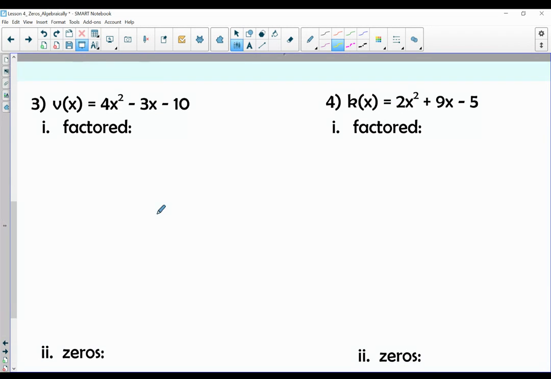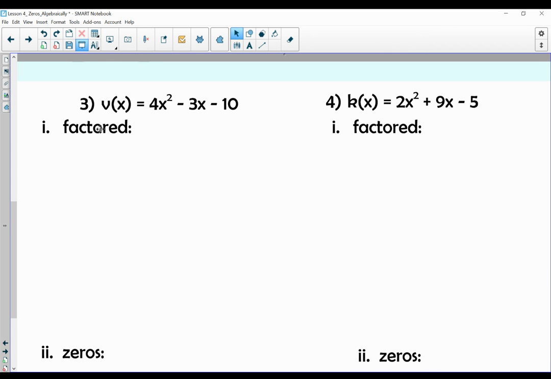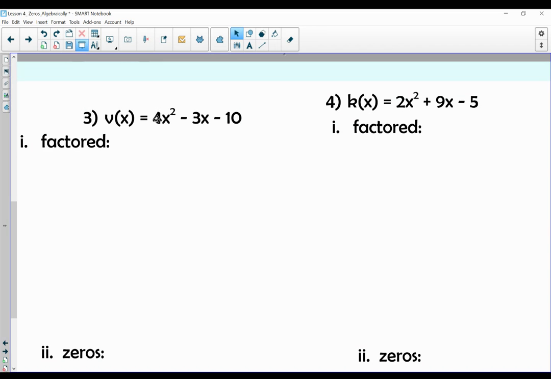Here are some trickier ones. I definitely want to use factoring by grouping for these. So here, I'm looking first, does it have a GCF? Is there a greatest common factor? The answer is no. So I'm going to use factor by grouping.